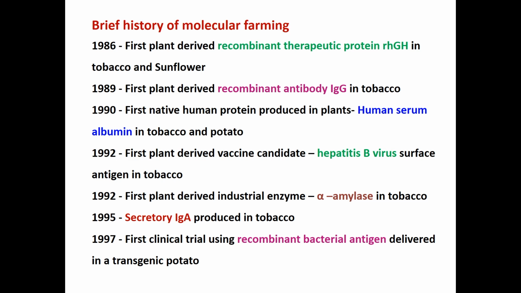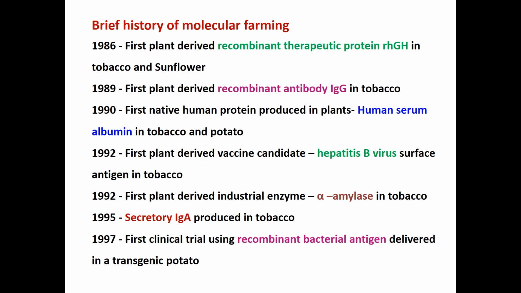Here is a brief history of molecular farming. In 1986, the first plant-derived recombinant therapeutic protein, recombinant human growth hormone (rHGH), was produced in tobacco and sunflower. That was the first product produced using the plant as a platform. This was followed in 1989 by the first plant-derived recombinant antibody, IgG, in tobacco. In 1990, the first native human protein, human serum albumin, was produced in tobacco and potato.